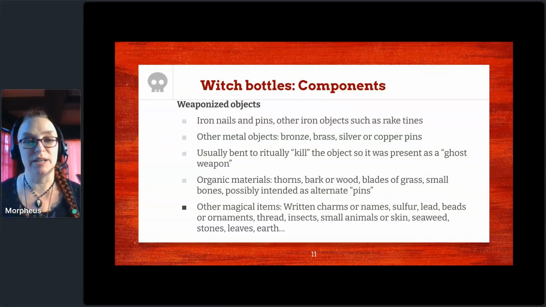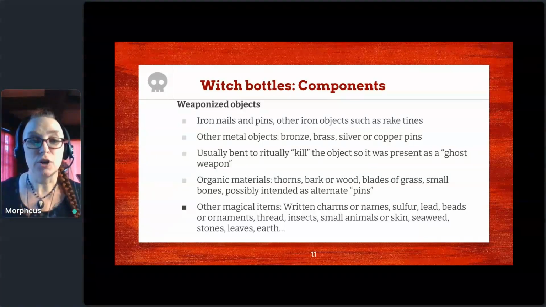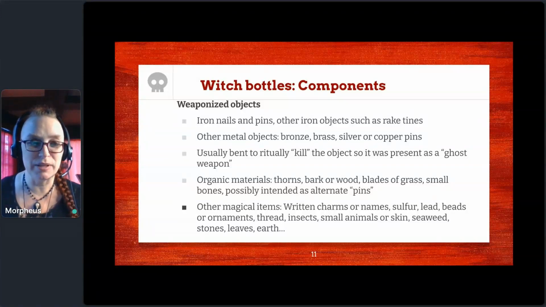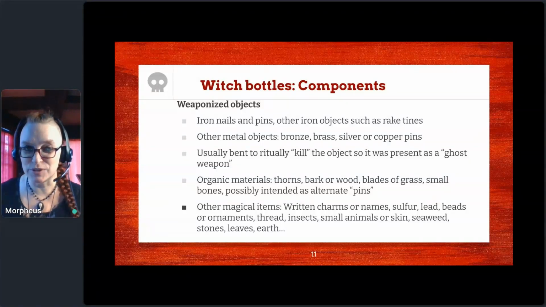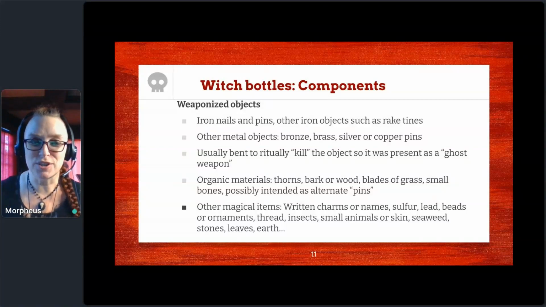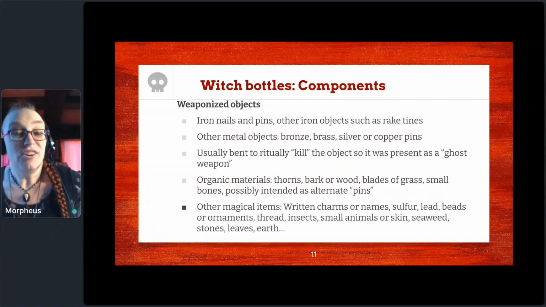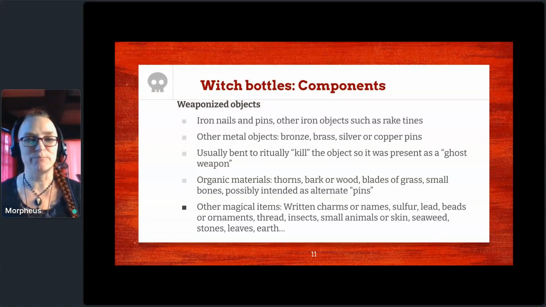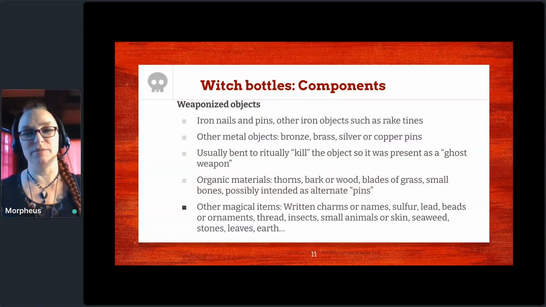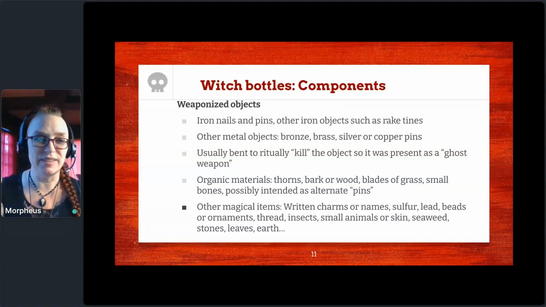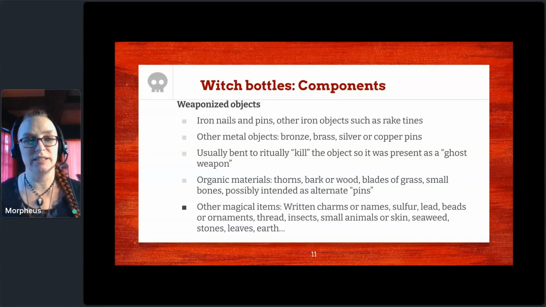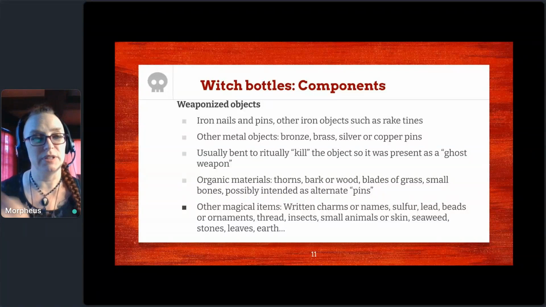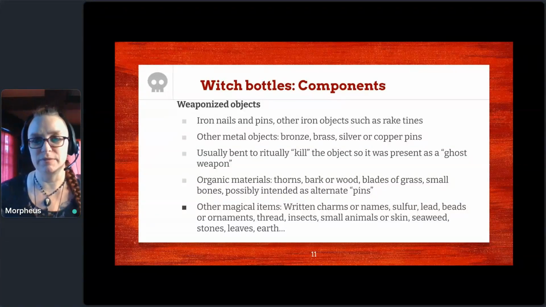And then other magical items that are sometimes found in these: written charms or names, sulfur, lead, beads or ornaments, thread, insects, small animals, animal skin, seaweed, stones, leaves, earth, all kinds of things. That's not an exhaustive list. Obviously people are imaginative, and their individual ritual when they made these witch bottles might have had components that are different than the core elements of the practice.